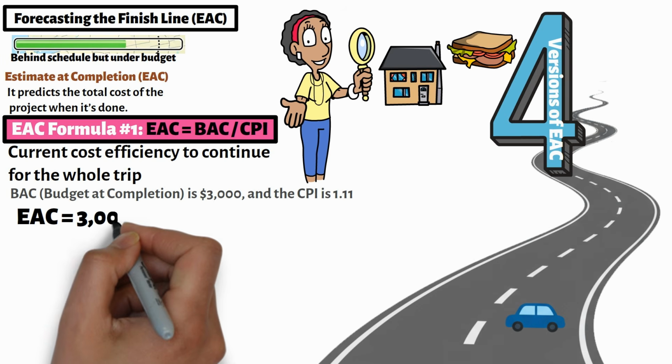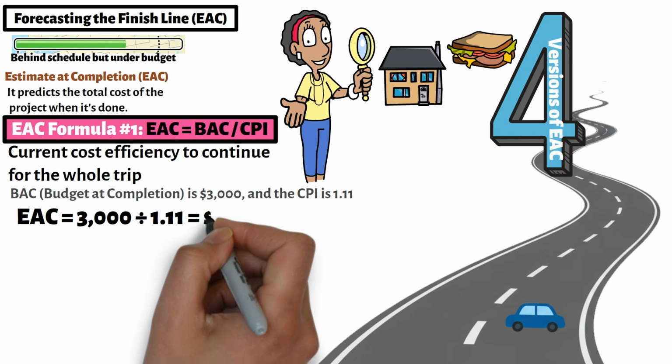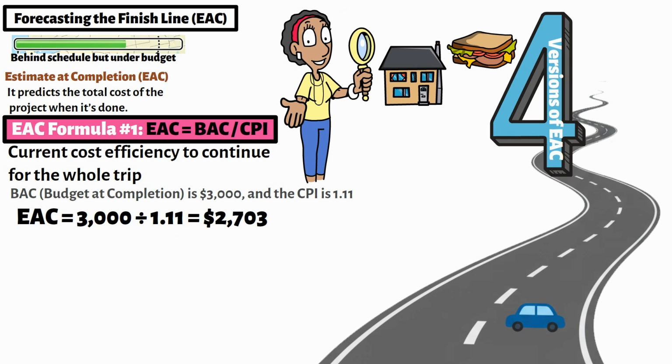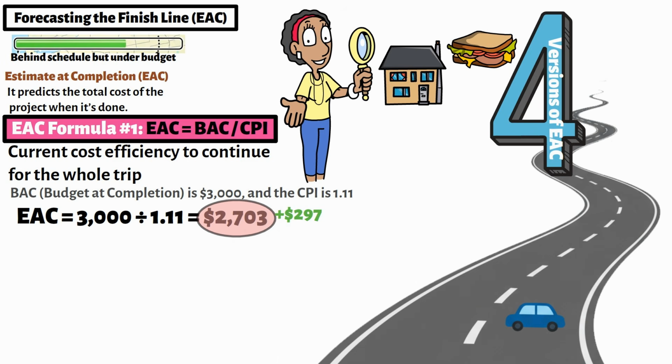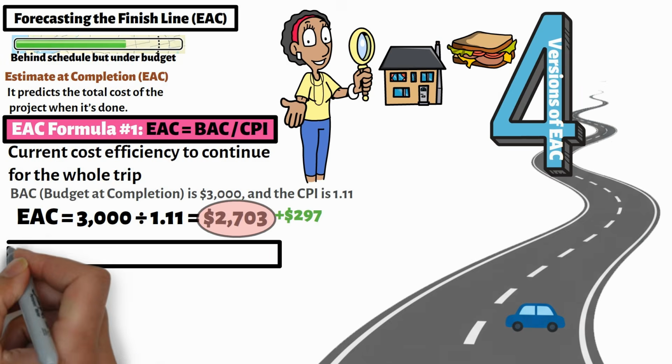So, EAC equals 3,000 divided by 1.11 equals $2,703. That means if we keep driving and spending just as efficiently, we'll finish under budget by about $297. Nice job, you're on track to save money on the trip. Next, let's look at another scenario.